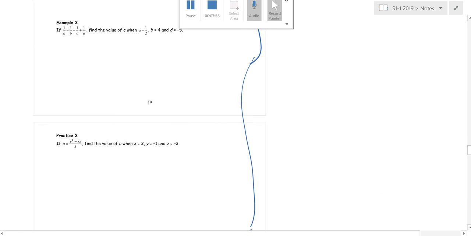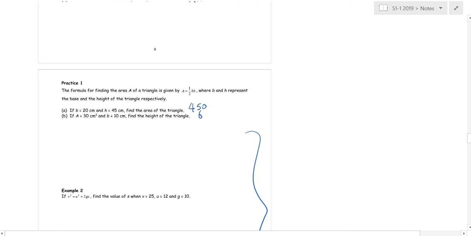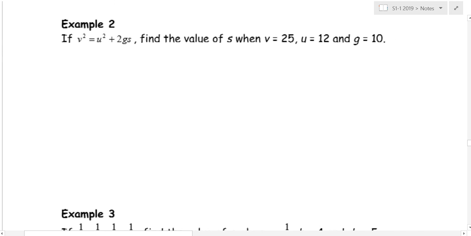How to do example 2? Right. Let's zoom in to example 2. Who is not sure? Okay, we go through. Start. First, write down the formula. Can you write down? V squared equals U squared plus 2GS.